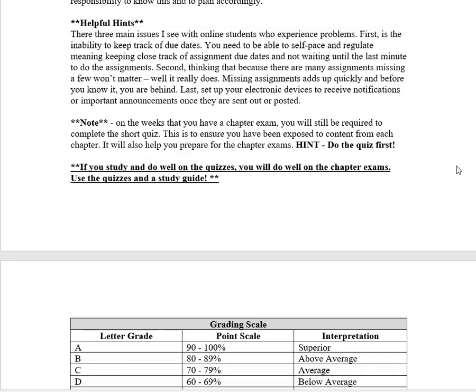Second, thinking that because there are so many assignments, missing a few won't matter. Well, actually it does, because the points add up quick, and before you know it, you're a little bit behind. If you miss a discussion board and 2 quizzes, that's 25 points. And yes, there's going to be an extra credit assignment, and yes, I'm going to try to throw in a couple of other goodies for you. But if I don't, how are you going to make up those points? So keep in mind that getting your assignments done is important. And then last, setting up your electronic devices to receive notifications or announcements once they're posted.